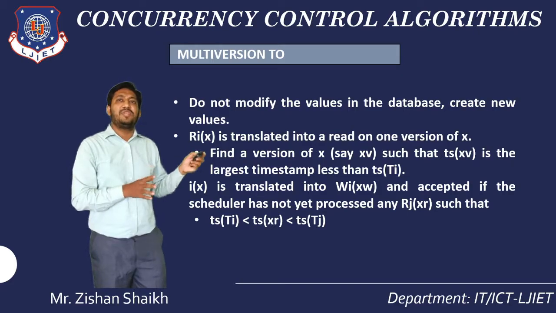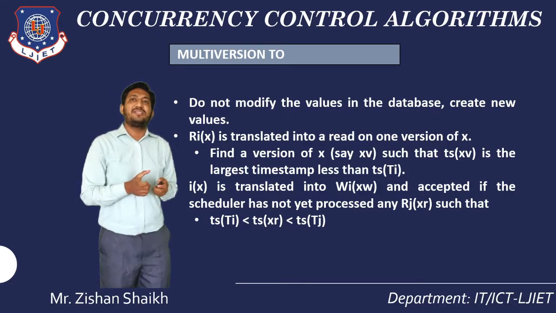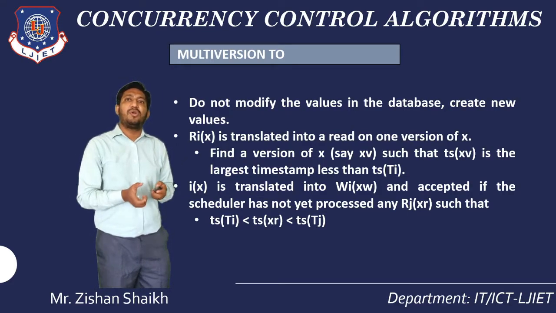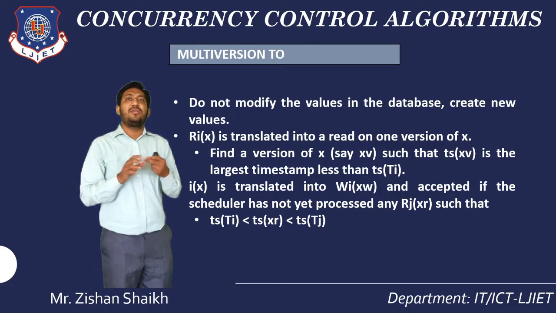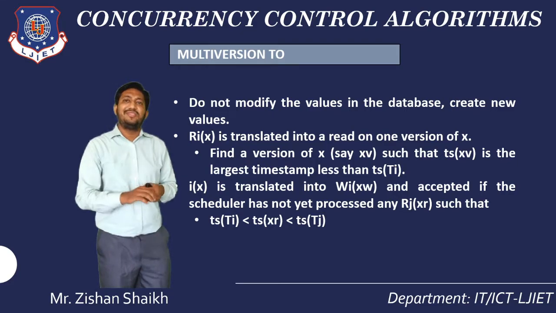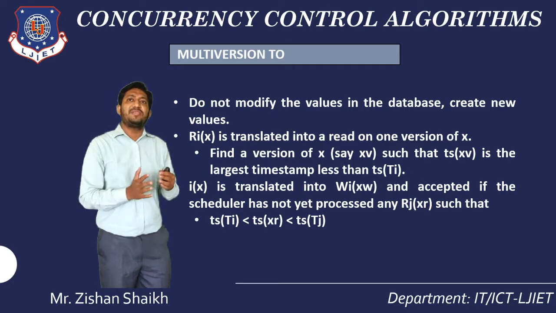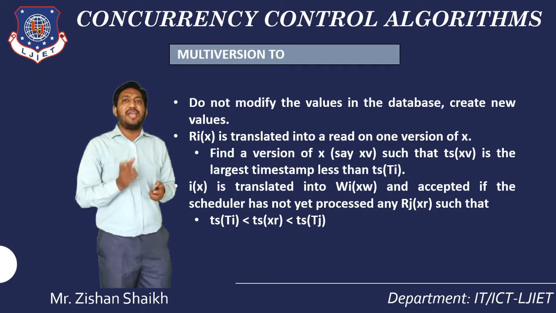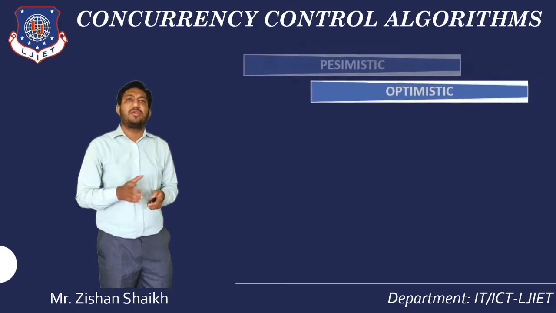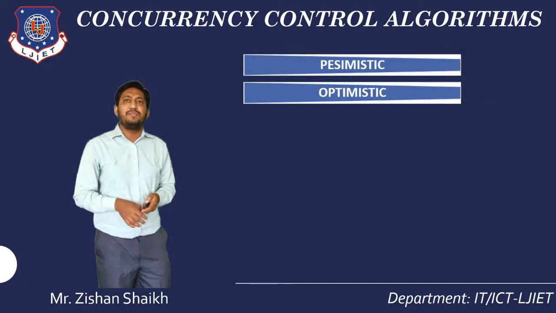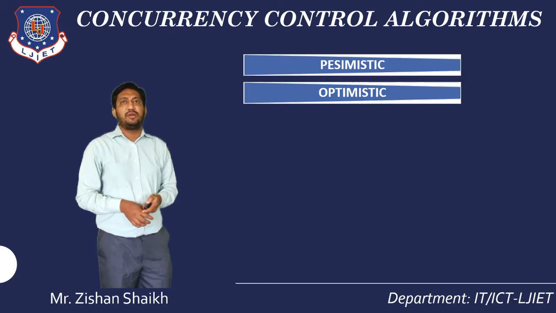But the disadvantage of this version is that we unnecessarily generate a number of copies here. So in real time, if we are using this type of algorithm, then the number of copies increases and the size of the database will keep increasing. So this is the basic idea of how a particular data item works in our pessimistic algorithm. Now we are moving to the optimistic algorithm.